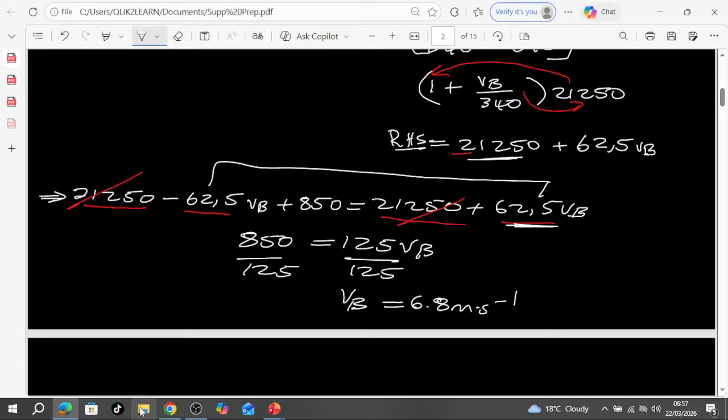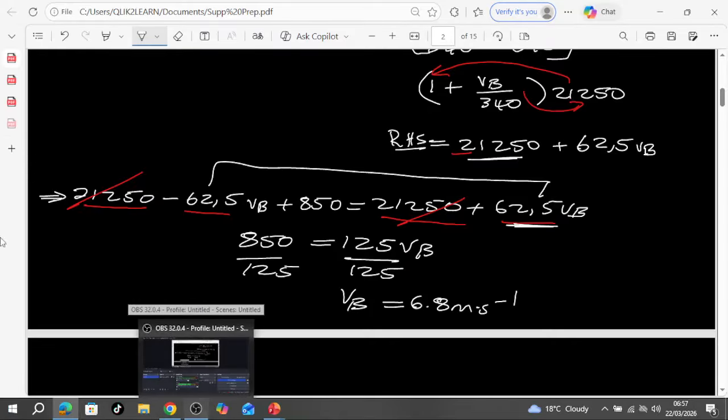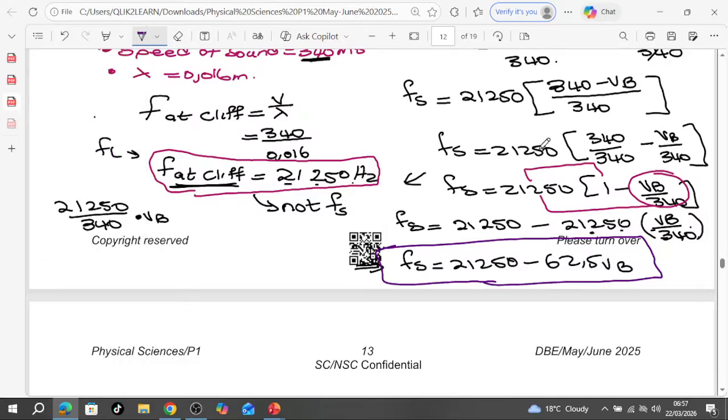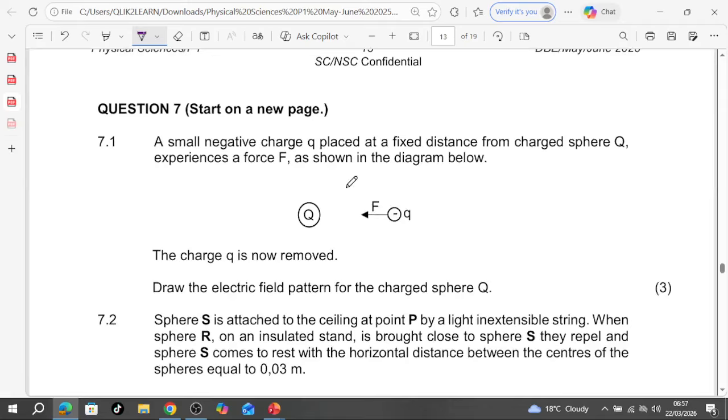.8 meters per second. And that's it for this Doppler effect. Get in, it's a ding ding ding. Let's see what we have on the next question. Electrostatics. Okay, let's see what we have. Question 7. Start on a new page.